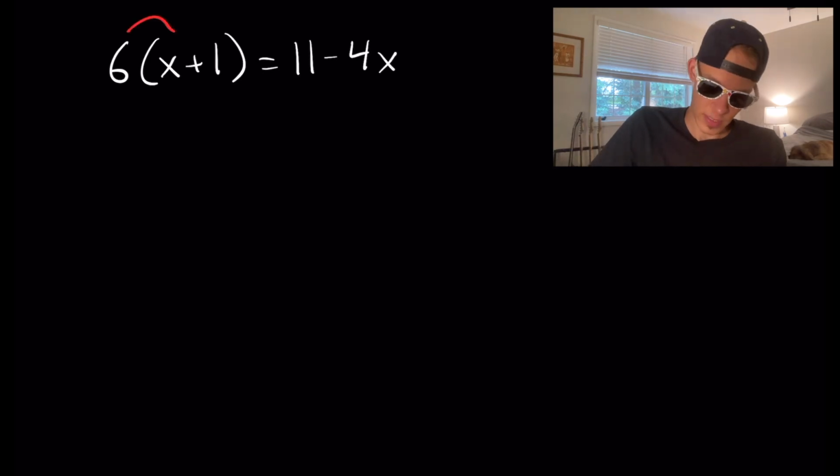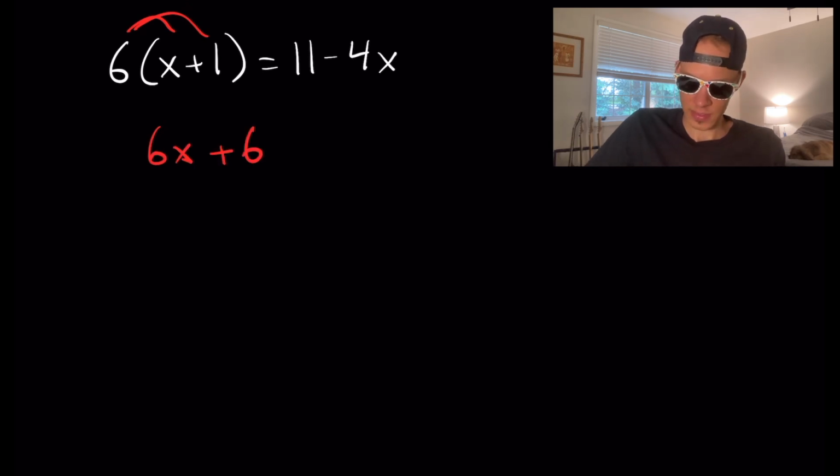All right, here I see a distributive property that we want to do first. So I'm going to distribute this 6 in. 6 times x is 6x. 6 times 1 is plus 6 equals 11 minus 4x.